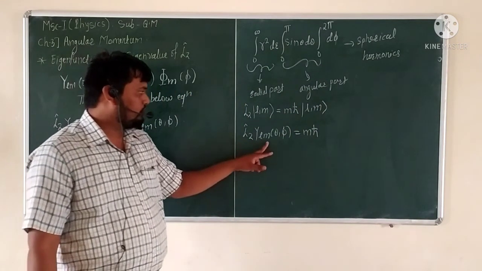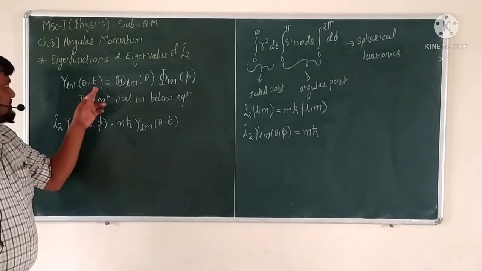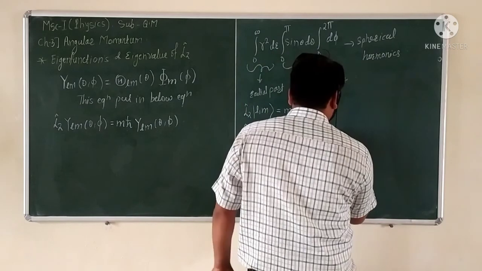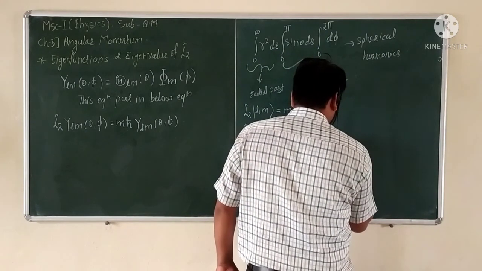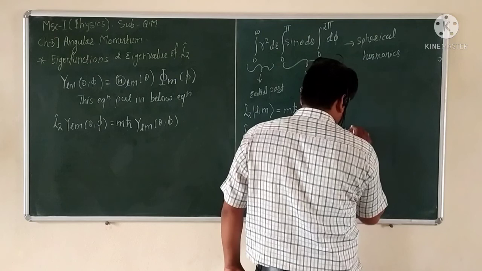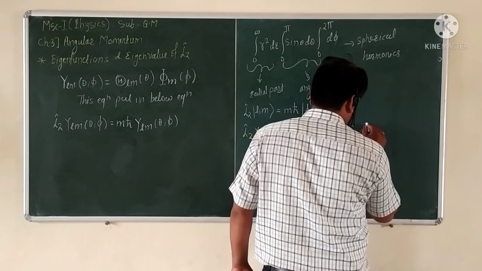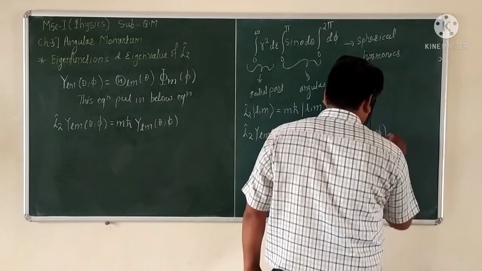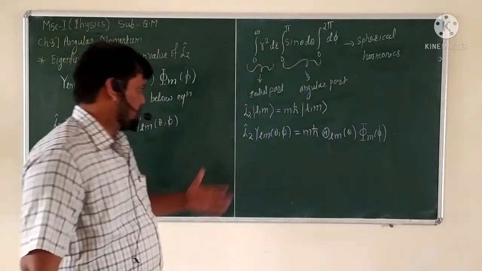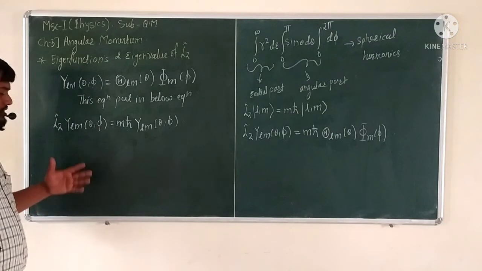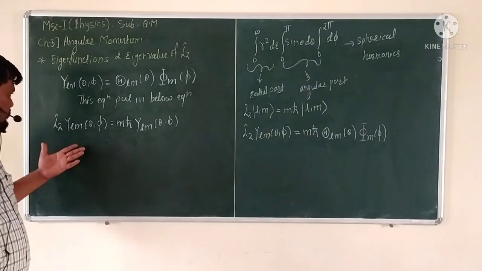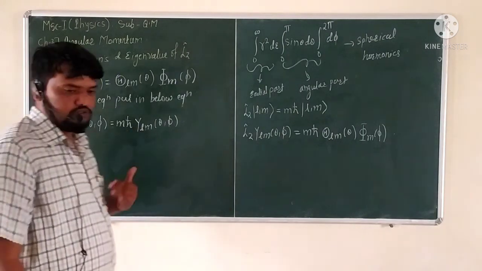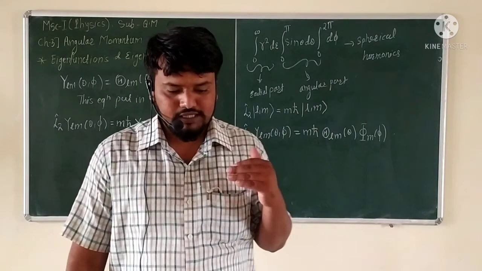And what is the value of YLM of theta phi? This is considered as capital theta of LM, a function of theta, and the azimuthal part, capital phi, a function of small phi. So this is the LZ operator in terms of the spherical harmonic of the angular part, that is LZ YLM of theta phi equal to this equation.